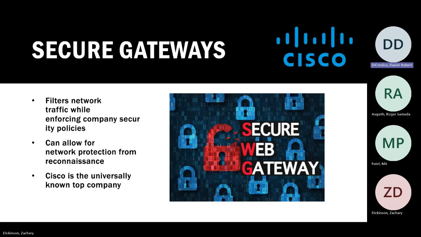Next is secure gateways. This is more on the networking side of locking down devices, but obviously this does also help protect mobile devices. Secure gateways filter network traffic, and they can be configured specifically to enforce specific security policies while doing so. And they can also allow for protection from reconnaissance, like pinging or just like packet sniffing, which is a very well-known tactic for threat actors in the early stages of planning out an attack. And right now, Cisco's the universally known top company for establishing tools like this on a network.